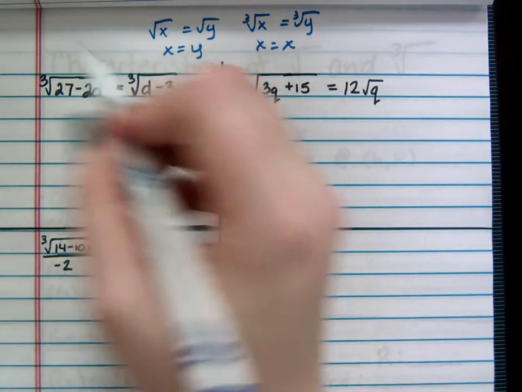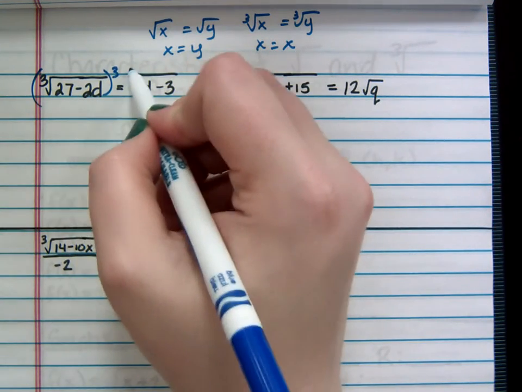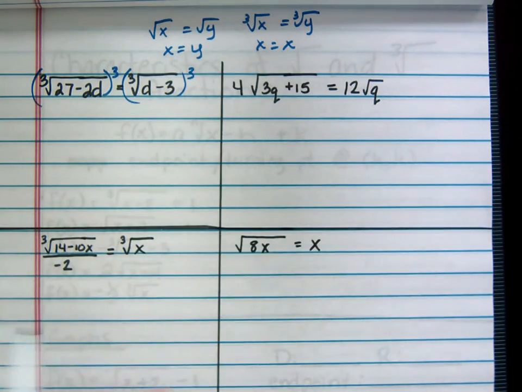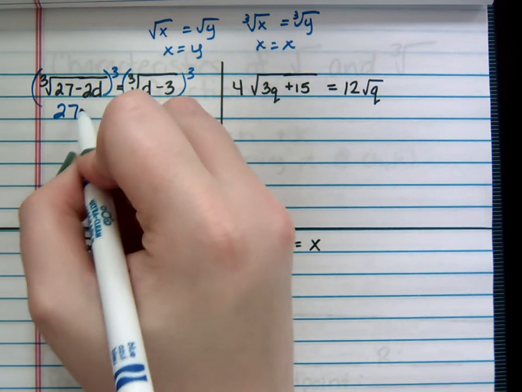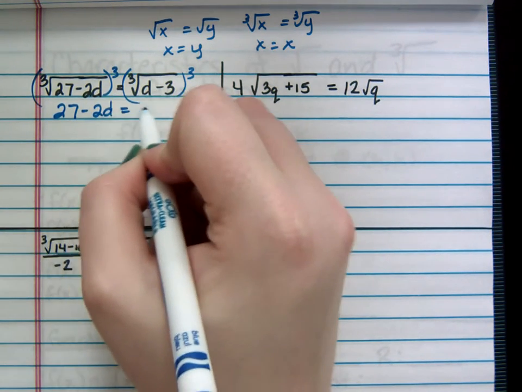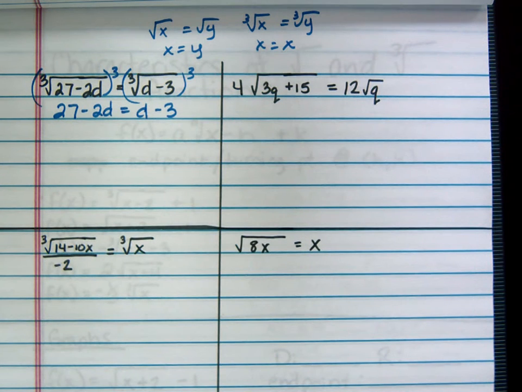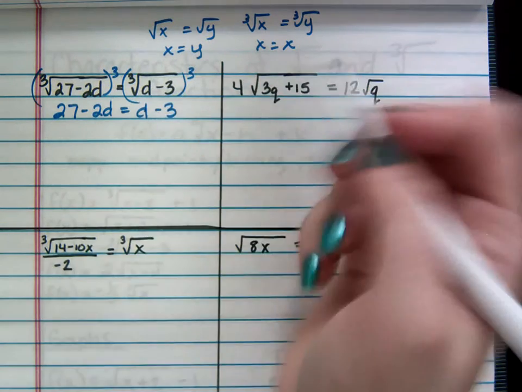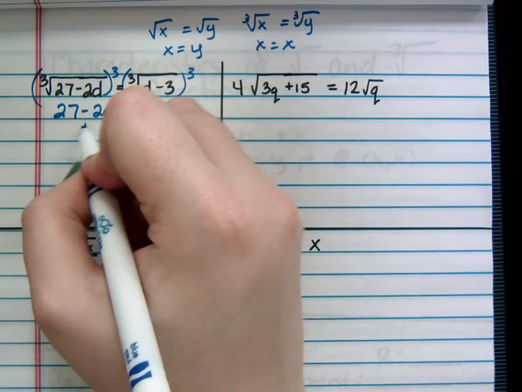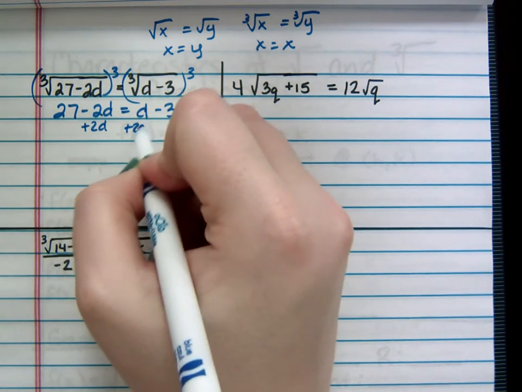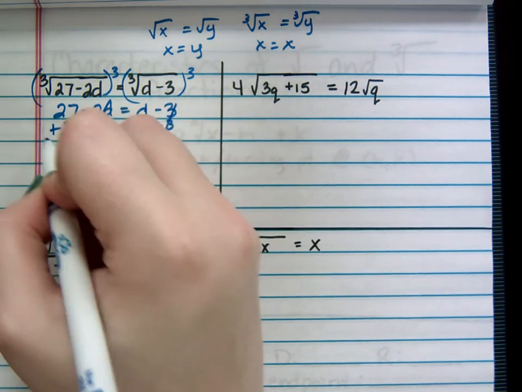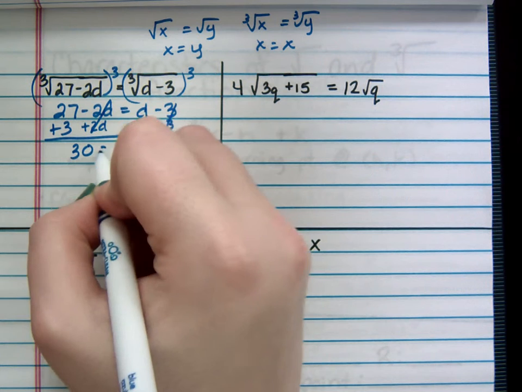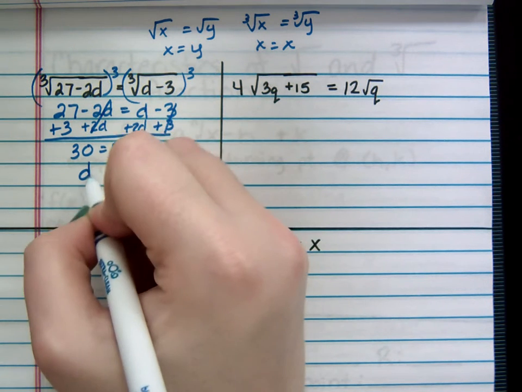The reason is, if you raise both sides to the third power in this case, both sides get the cube roots canceled out, giving you just what's under the radical set equal to one another. So what I'm going to do now is move things around. I'm going to add 2d to both sides. I'm going to add 3 to both sides, which will give me 30 equals 3d, which means d is 10.